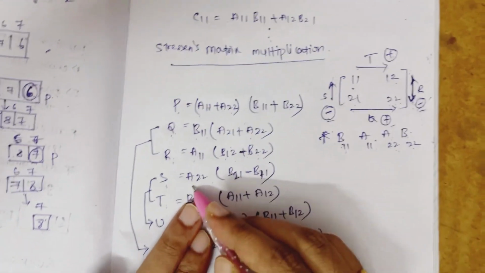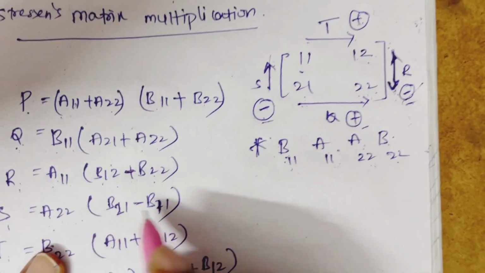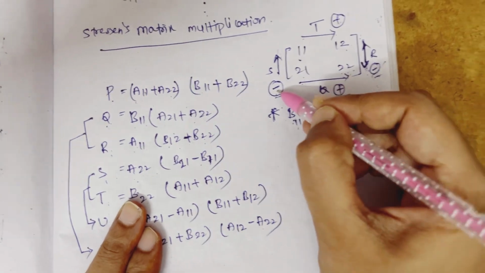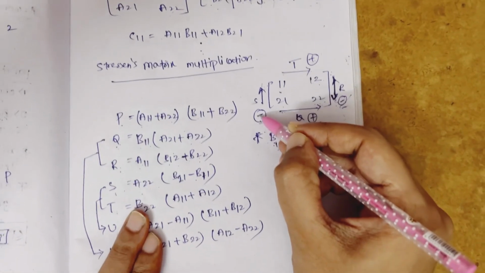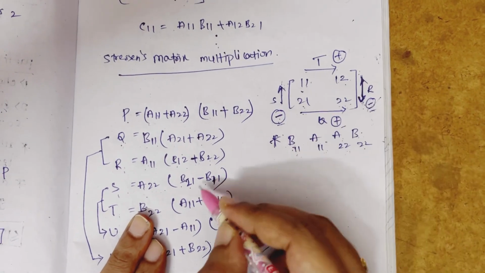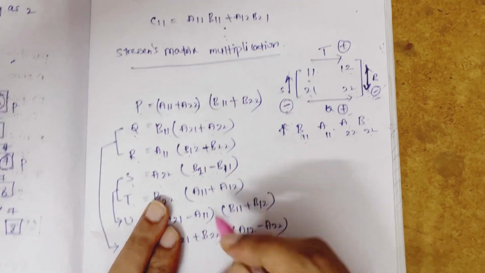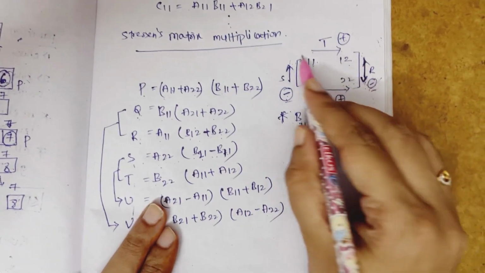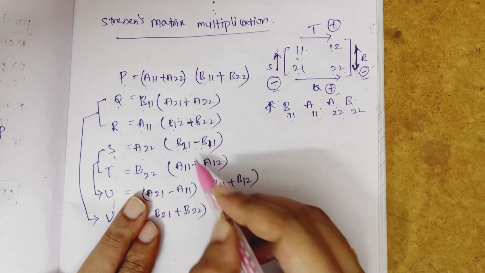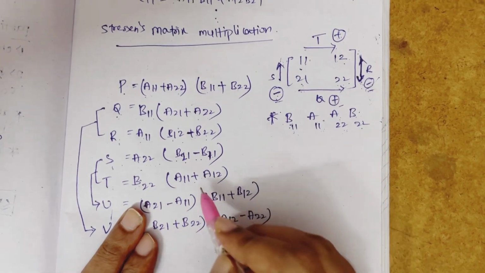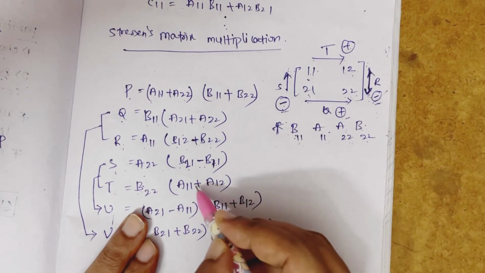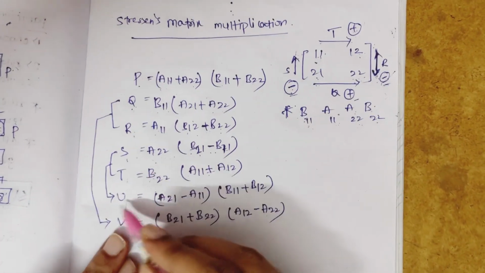Next A22. Outside it is the A value, and next we write the B value inside, and S is from bottom to top. Bottom to top means negative, so 2 1 1 1: B21 minus B11. Next, the T value is from left to right, that means addition, and B is outside. That's why inside we take the A value: A11 plus A12. The symbol is plus. Next U and V.